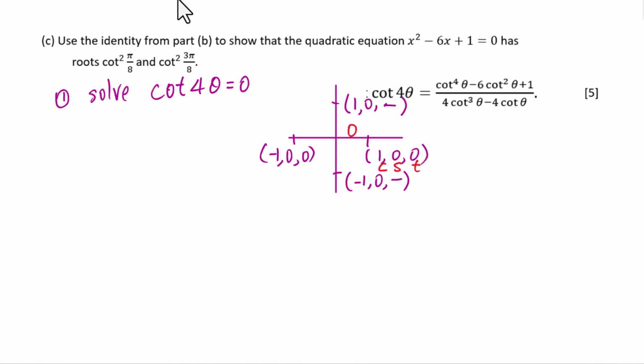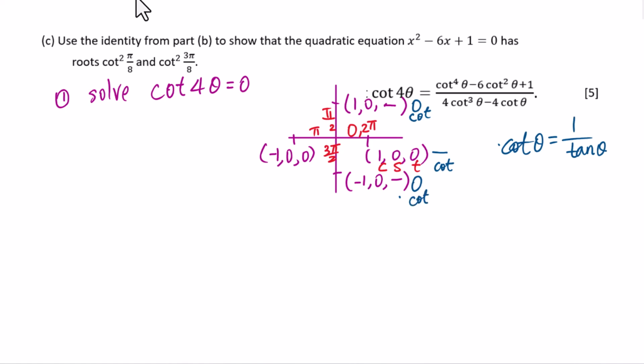This is the angle 0, pi over 2, pi, 3 pi over 2, and this is 2 pi. Since cotangent theta equals 1 over tangent theta, we got undefined for cotangent theta here. Then we got 0 for cotangent theta, 0 for cotangent theta. Here, undefined for cotangent theta. For tangent and cotangent, the period is pi.